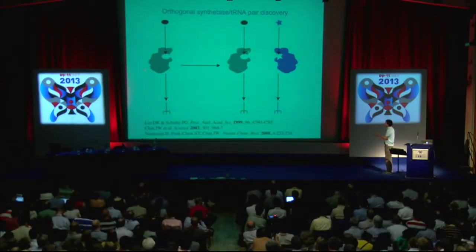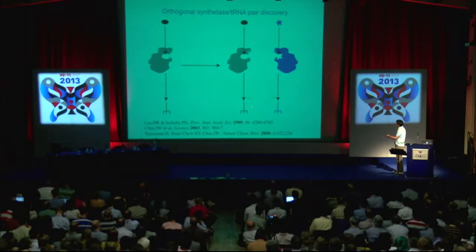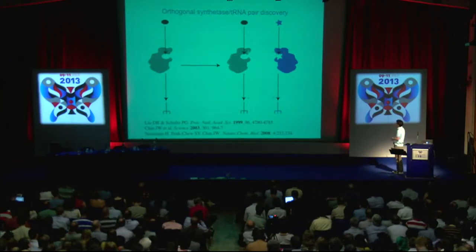And the challenge is that within the cell, there's a set of 20 synthetase enzymes, 20 amino acids, and a set of 20 sets of isoacceptor tRNAs. And with respect to those, what we need is a synthetase that doesn't load any endogenous tRNAs with its amino acid substrate, a tRNA that's not a substrate for an endogenous synthetase, and then we need the synthetase to recognize an entirely new substrate that biology may not have seen before.